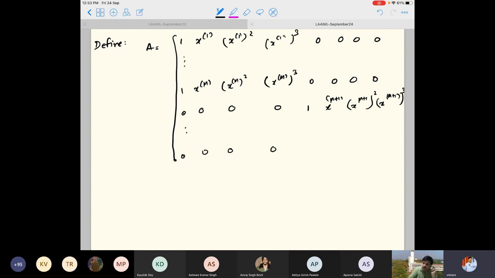Continuing down to the last row: 0 0 0 0, 1, xn, xn square, and xn cube. So this is a matrix. What is the size of this matrix? The size of this matrix is n cross 8, because there are 8 parameters, alpha 0, alpha 1, alpha 2, alpha 3, alpha 4, alpha 5, alpha 6, alpha 7, that I want to calculate. Do you understand how I have written this matrix A, all of you? Is that okay?